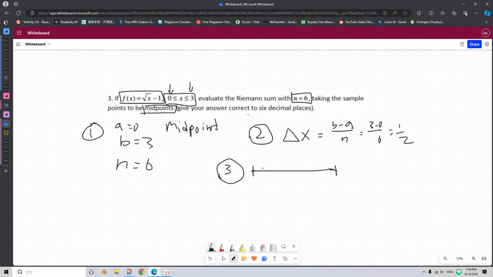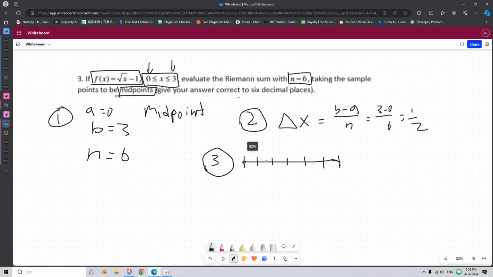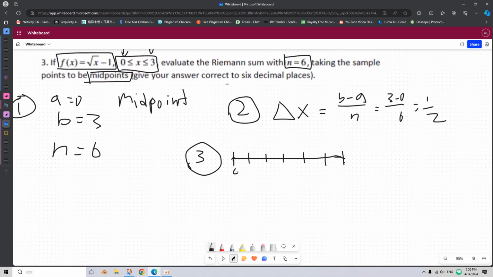So this side, 1, 2, 3, 4, 5, 6. From here you count to 6, or from here you count to 6. It doesn't matter. And then we do not take these numbers. We label them just like what we did last time. So this is 0, this is 3, and this is 1.5, this is 0.5, this is 1, this is 2, this is 2.5. After we label these, we don't use these numbers. We use the midpoint. So let me change the color. We use this number in the middle.